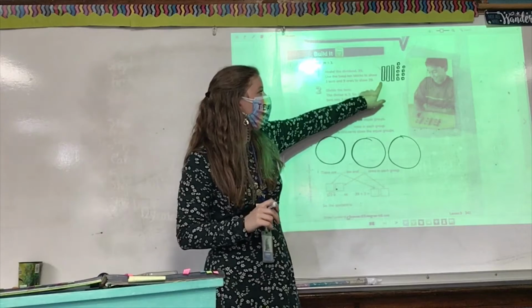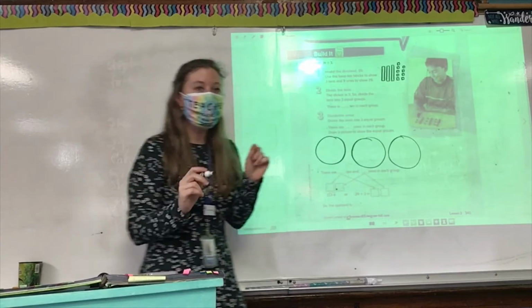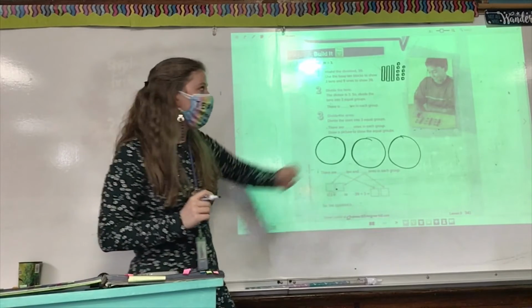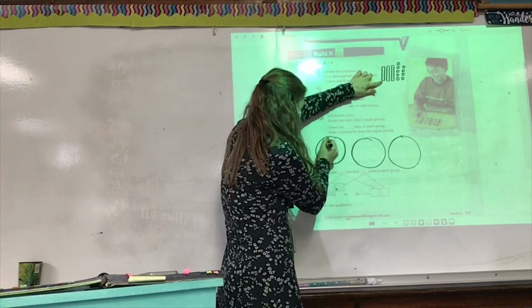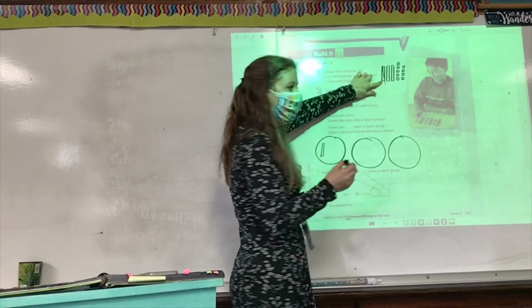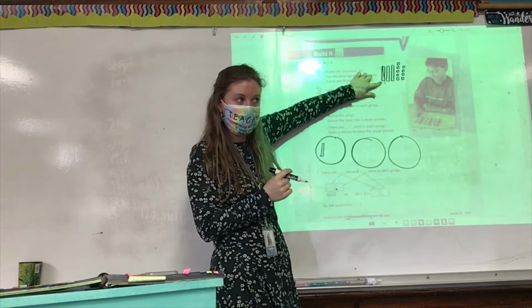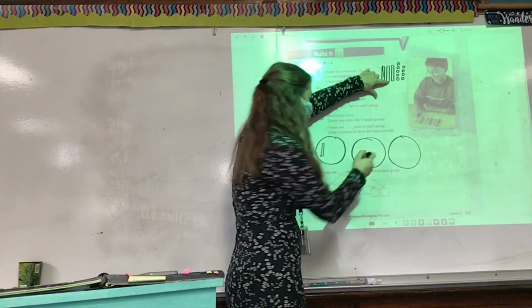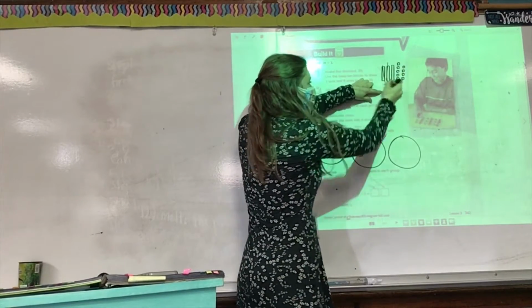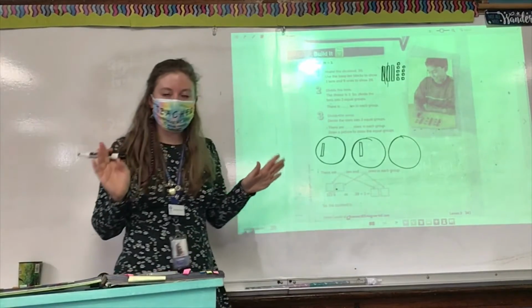So what we're going to do is we're going to take each 10 rod and we're going to put them one at a time in our groups. So I'm going to start with our first 10 rod, and then I'm going to put a line through it so I know I've already used it. Then I'm going to take our next 10 rod, and I'm going to put it in the next group, draw a line through it so I know I used it.